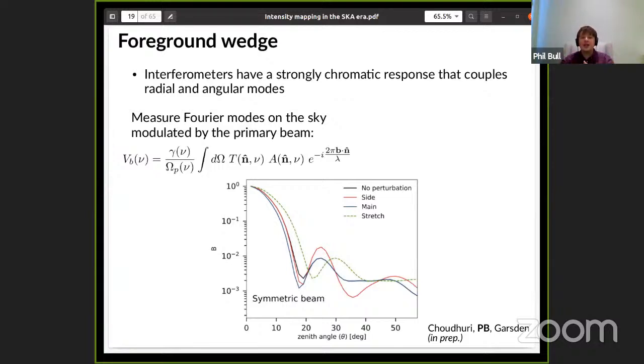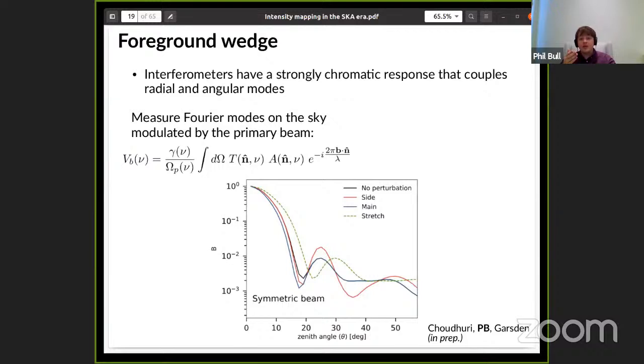So interferometers in particular have a very strongly chromatic response. They're very frequency dependent. And what this means is, as you measure the Fourier modes on the sky, I've shown you the visibility equation here. The sky we denote by T, the temperature distribution at a particular angle and a particular frequency. You see there's a Fourier kernel there that depends on B. This vector B is your baseline vector. And then there's another thing in there, this A, this is your primary beam function. This is to do with your field of view, the fact that your dish only sees a certain part of the sky. So it's not a full Fourier transform. It's actually a Fourier transform with a kind of window function on it.